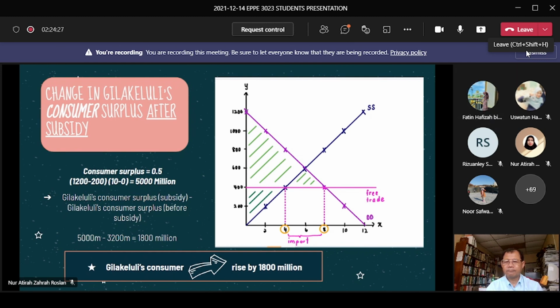Next, the Gila Kaluli economy as a whole benefits from the subsidy by an amount of 1,200 million. We get this from the economy of Gila Kaluli totaling 1,800 million minus 600 million, and we get 1,200 million. Okay, that's all.